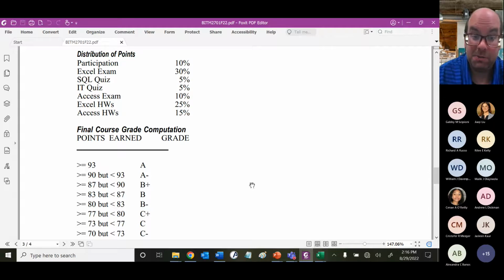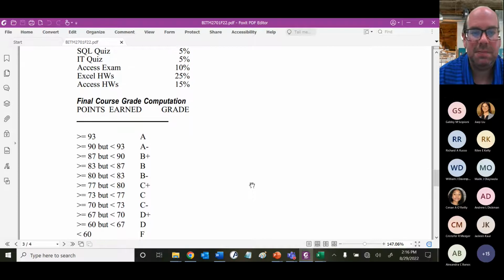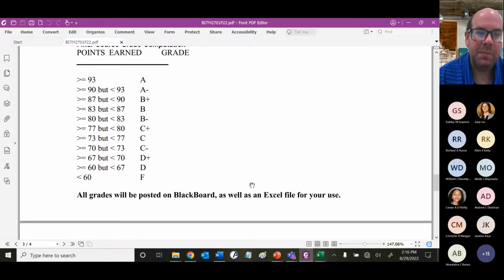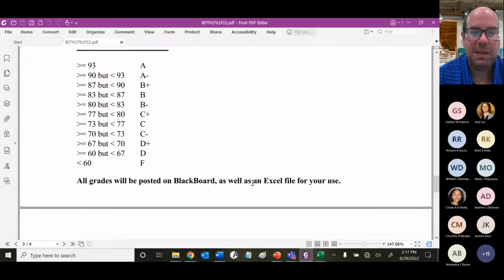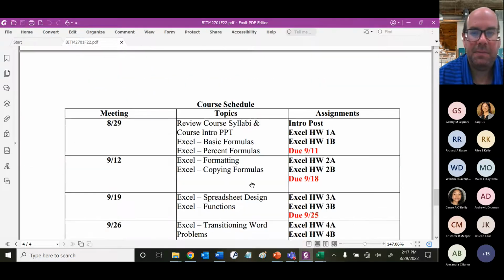The intro post, which is one of your homework assignments after today's class, is worth 50 points and counts towards participation. So that's 50 out of 78 points towards participation, which is pretty big towards the grade. The grading scale, which I'll repeat again in the slide, is the same as the standard.